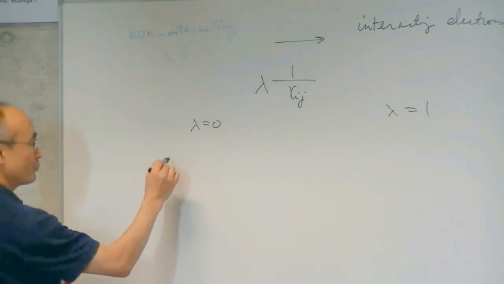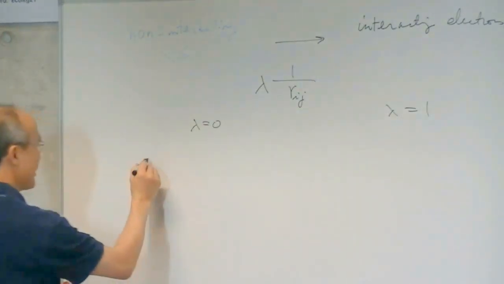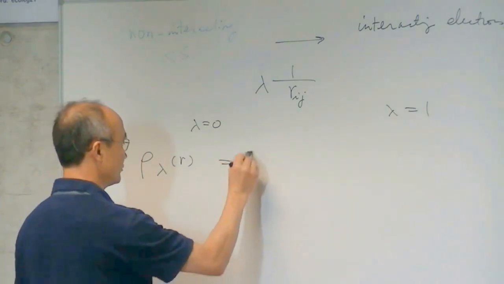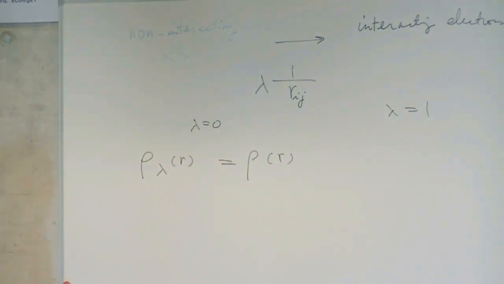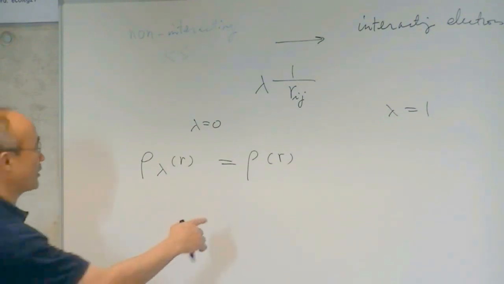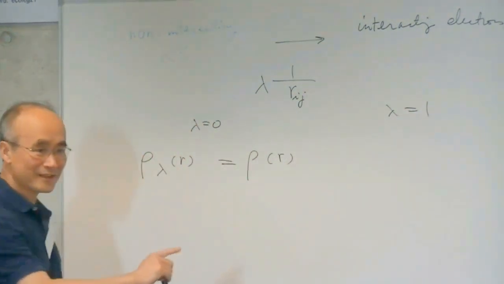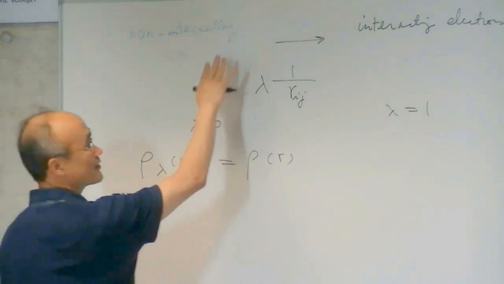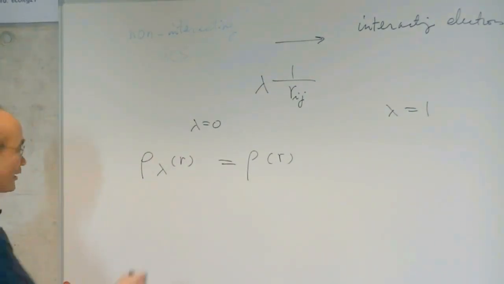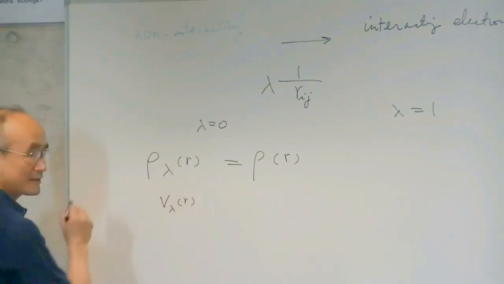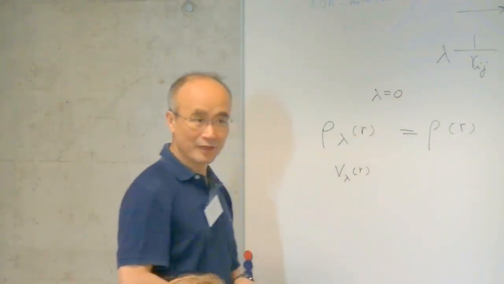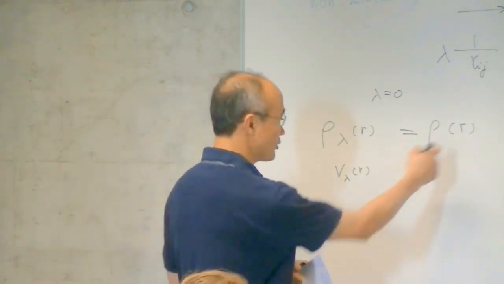The very important point is that this lambda can change continuously, and the electron density as a function of lambda is constant, equal to the electron density of the physical system. So lambda is a changing parameter from 0 to 1, but the electron density stays the same, so you have one system and continuously many systems until you get the physical system. How do you keep the electron density constant for all different lambda? You have to introduce an external potential that depends on lambda to compensate for the changes because of the interaction changes.